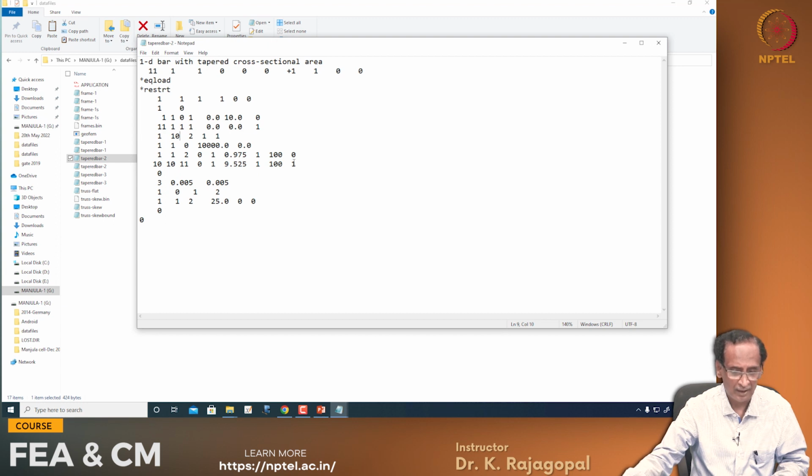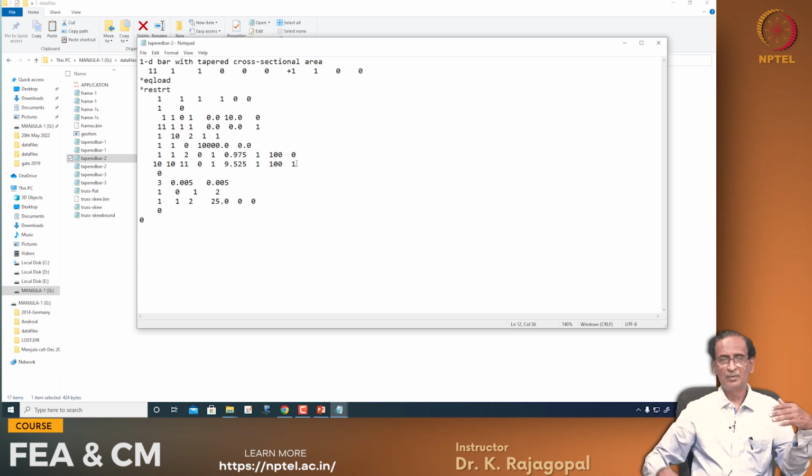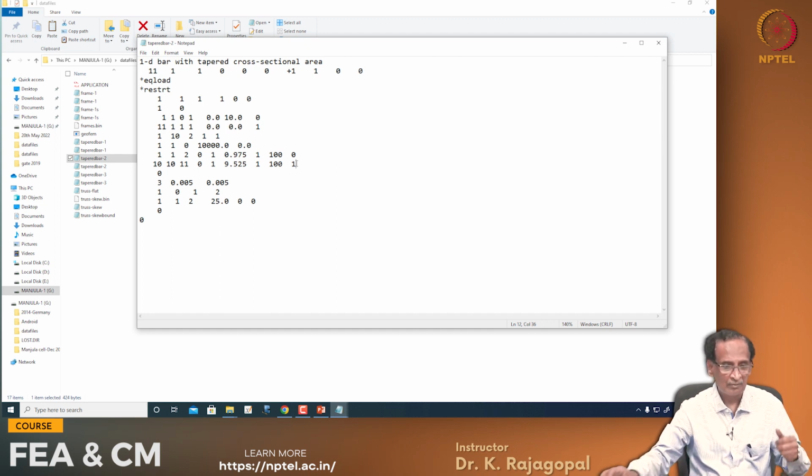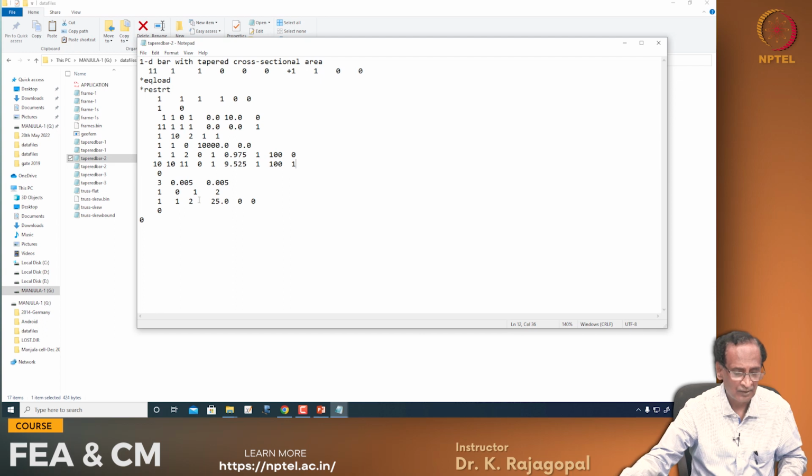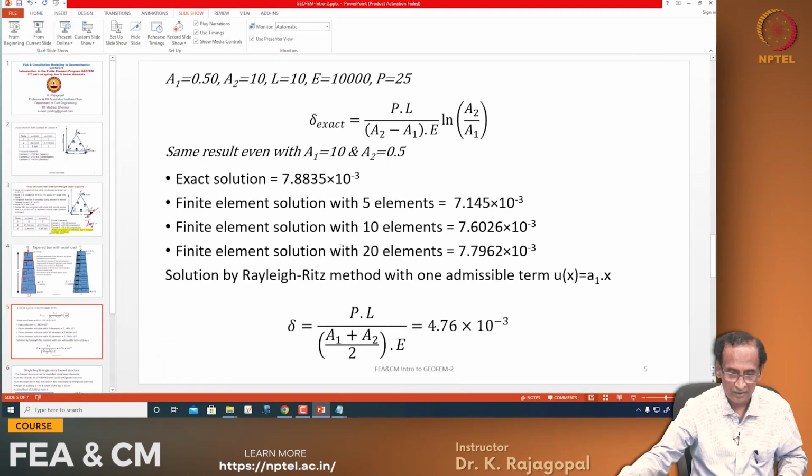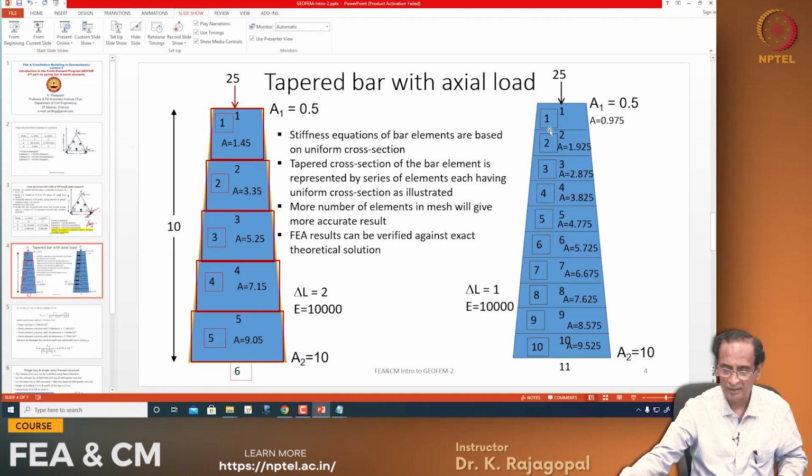Then once again the elements between 1 and 10 are automatically generated. So, if we give 1, then the next elements it generates are 2, 3, 4, 5 and so on, but if you give, let us say, 2, then it will generate 3, 5, 7, 9 and so on. Okay. And then at node 1 we have applied a load of 25. Okay. So, this is the mesh that we are considering.